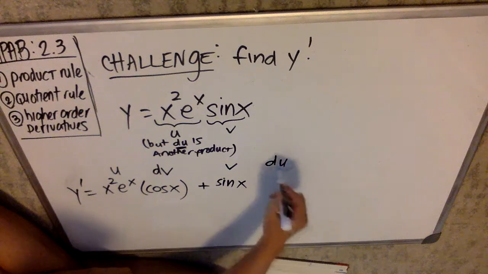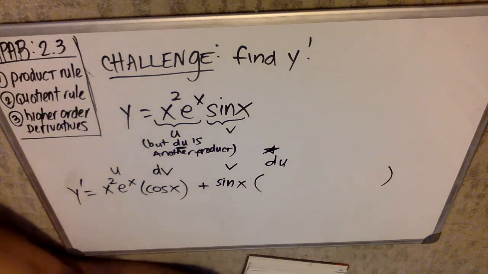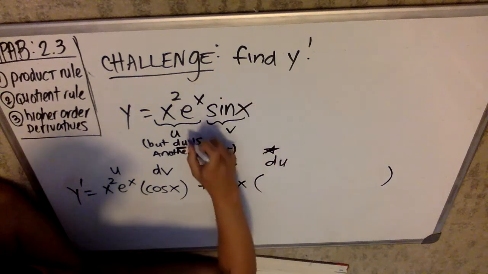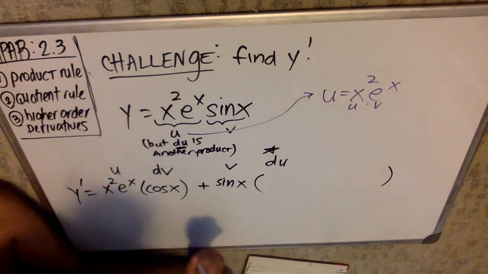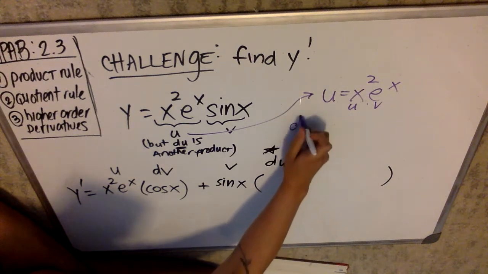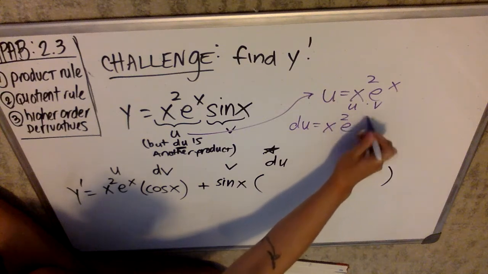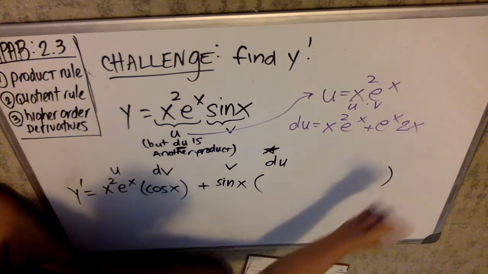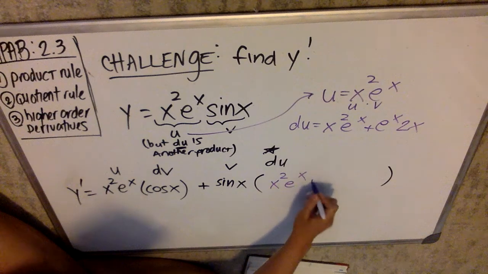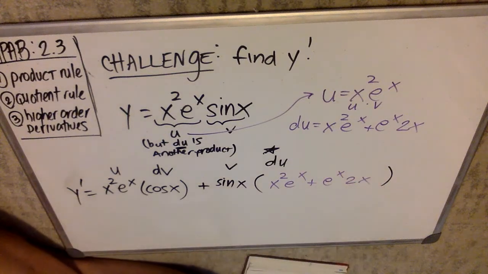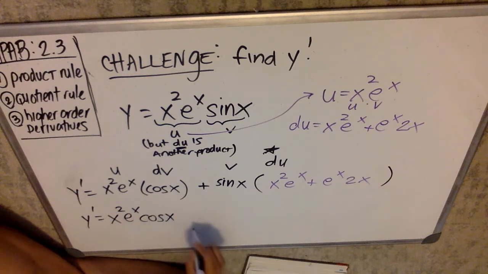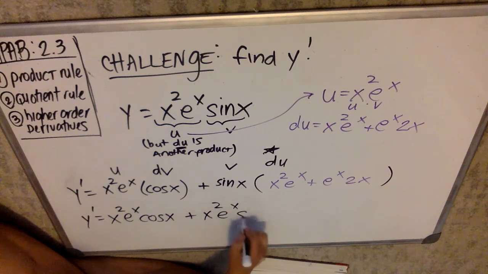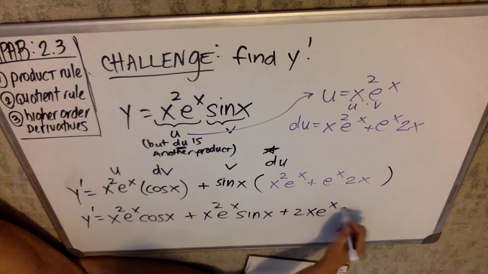And then du, and that's where this problem gets tricky. So my du is going to be its own product rule. So let's do some work for that over here. My u was x squared e to the x. That means this has its own uv. So the derivative of this guy, my du, is going to be this u dv plus v du. So right here, I'm going to get an x squared e to the x plus an e to the x 2x. So if I clean this entire monstrosity up, my y prime is going to be x squared e to the x cosine of x plus, now I distribute the sine, x squared e to the x sine of x plus 2x e to the x sine of x.